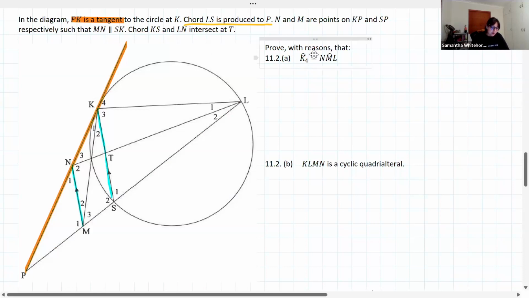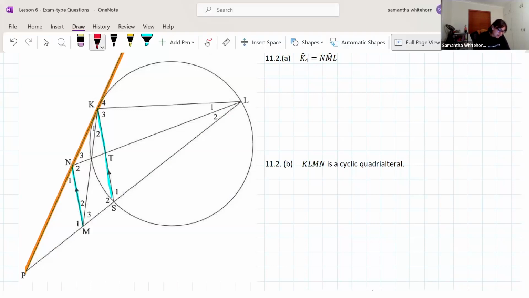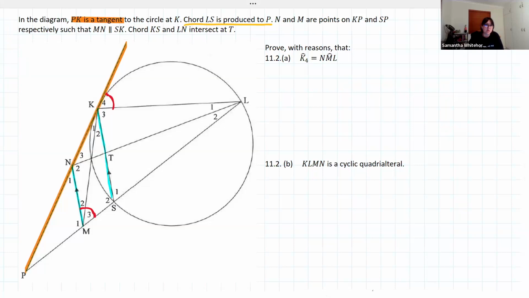So the first question is asking us to prove that K4 is equal to NML. K4 up here is the red dot, and NML is this angle over here, so basically M2 and M3 together. I want you to go and prove that those two angles are equal. I'll give you 2 minutes and then we'll have a look, but prove that the angles I've shown there in red are in fact equal to each other.